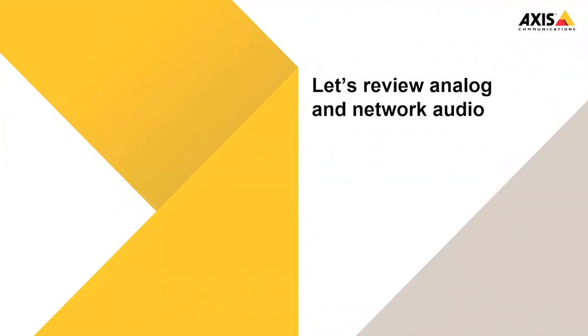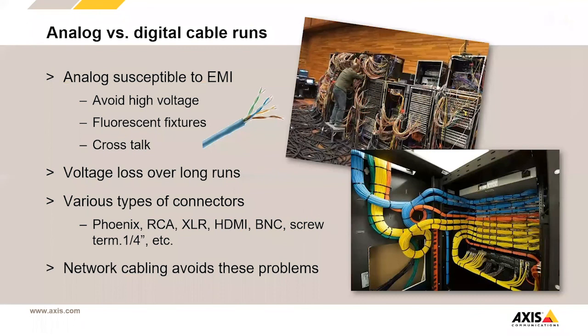So let's review network versus analog audio systems. Analog systems are more susceptible to interference from other systems in the ceiling. You're probably familiar with EMI, electromagnetic interference, in the ceiling or wall, whether it's lighting fixtures, alarms, high voltage, etc. So you have to be careful when you run your speaker wire, and you want to run those at 90 degrees to those sources. Category cable is not nearly as susceptible to EMI as two-conductor analog cable.